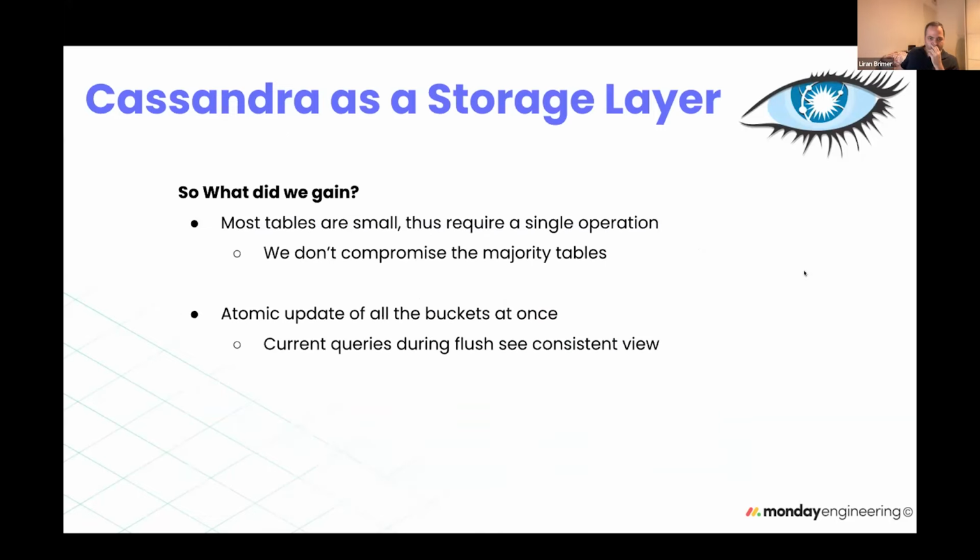So what did we gain? Even though most of our tables are small, we didn't compromise them. For them, it's only a single operation to fetch all the data. Only for the bigger ones it's like 2 operations in terms of time, because first we fetch the first bucket, and then in parallel fetch all the rest. Also, the update of the buckets is atomic. We didn't need to introduce locks or anything of this sort, and the clients and readers always see a consistent view of the data in the batch layer. And by the way, we have a patent on this technique.